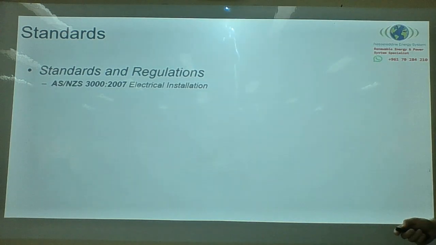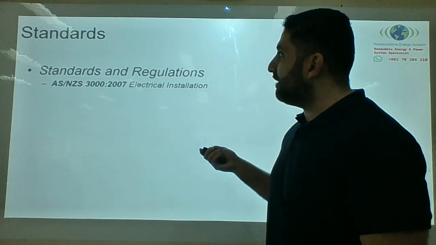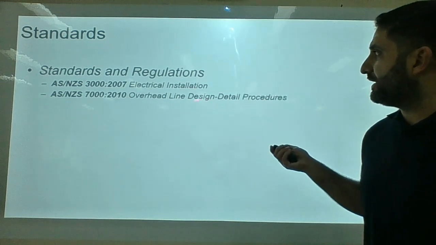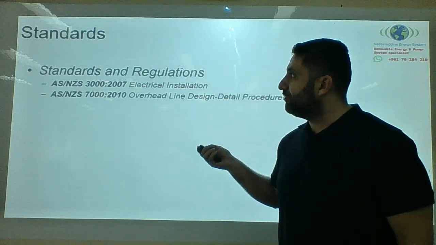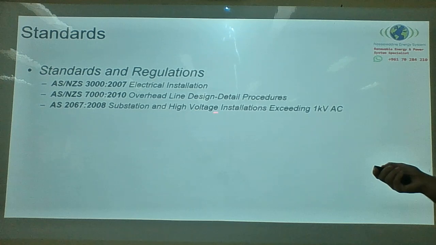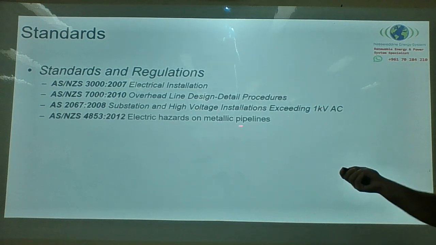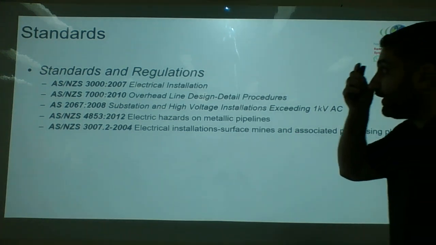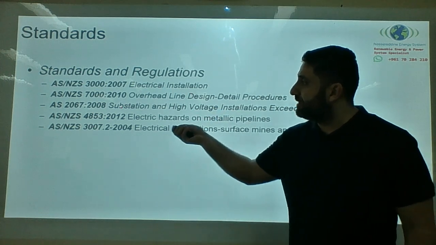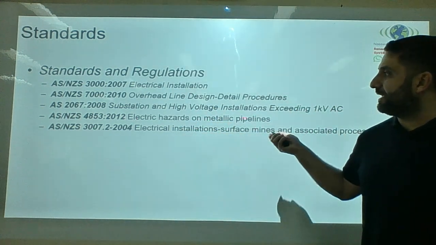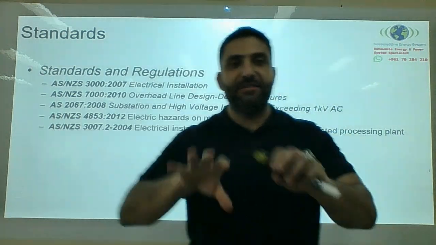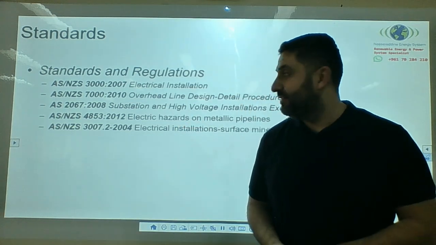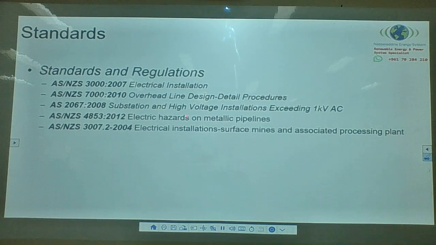Let's go through it. This is an Australian/New Zealand standard that governs low voltage installations within a building. This is the Australian and New Zealand standard for overhead line design. Substation and high voltage earthing design. Electric hazard on metallic pipes. Electrical installations, surface lines and association. So look, so far: low voltage, overhead line, substations, metallic pipeline. Concrete with steel reinforcement is also considered under this standard. Under mining, surface, low voltage or high voltage.